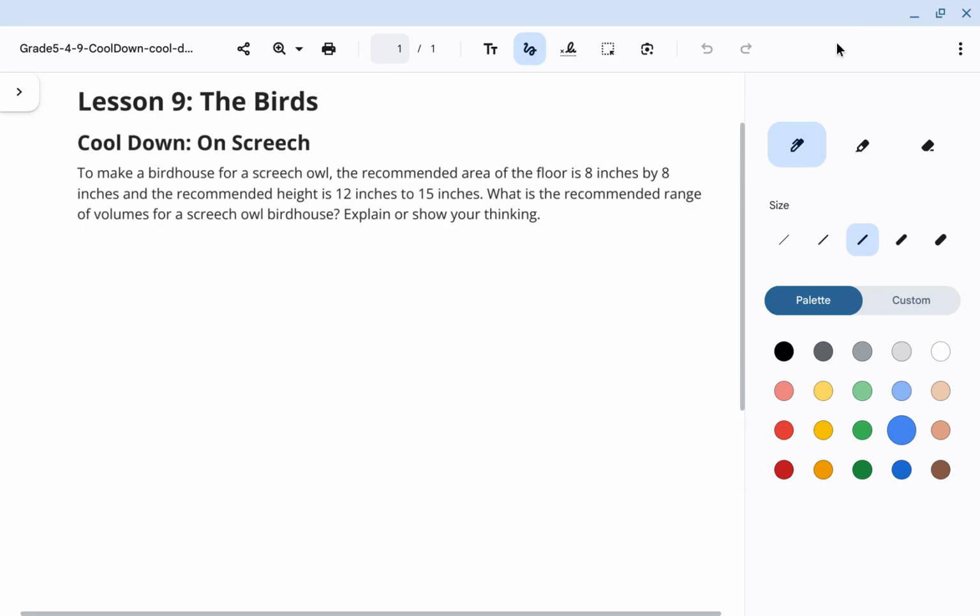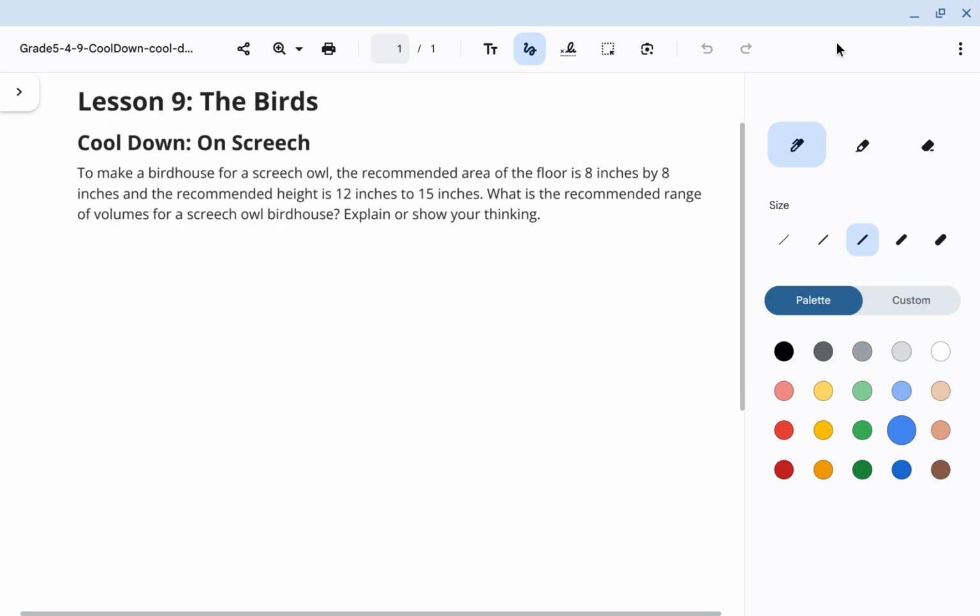This says to make a birdhouse for a screech owl, the recommended area of the floor is 8 inches by 8 inches, and the recommended height is 12 inches to 15 inches. We are tasked with finding what is the recommended range of volumes for a screech owl birdhouse, and we must explain or show our thinking. So let's get started here.